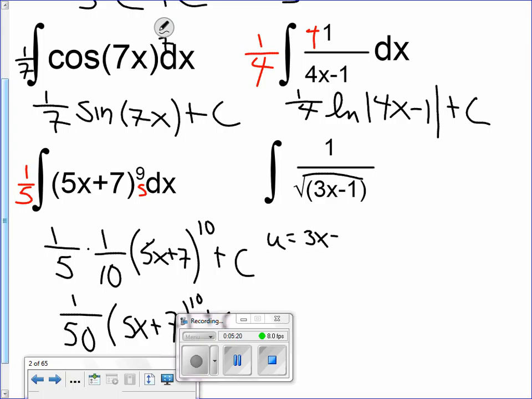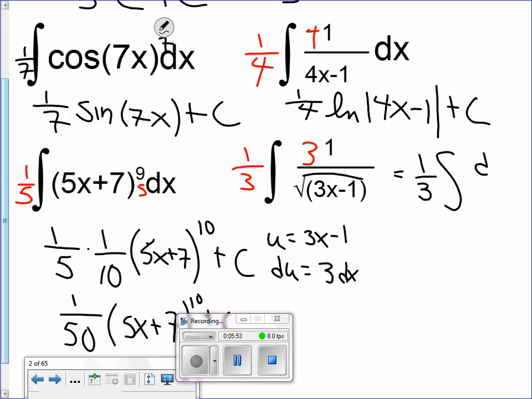The 3x minus 1. So du is 3 dx. So we definitely need a 3, and then on the outside, 1/3. Now, let's actually rewrite this integral in terms of u and du. So we've got 1/3 the antiderivative of, in terms of u, what is it? Du over the square root of u.